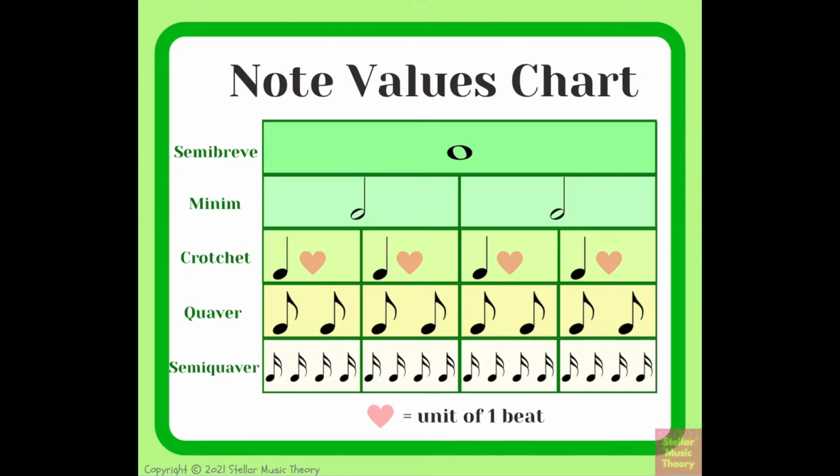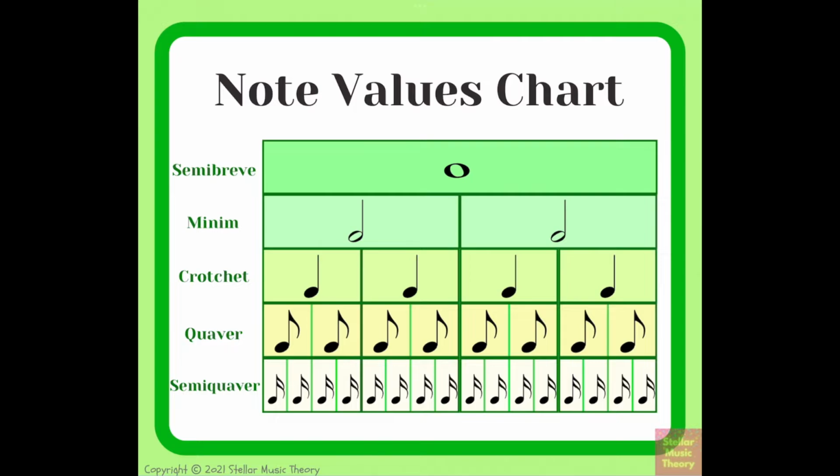Now, if we go back up to the minim, we can easily see that one minim lasts for 2 heartbeats, which is 2 beats, or the value of 2 crotchets. And each semibreve lasts for 4 heartbeats, which is 4 beats, or the value of 4 crotchets. Going down the chart, we can see that 2 quavers and 4 semiquavers last for the same duration as 1 heartbeat, or 1 crotchet beat.